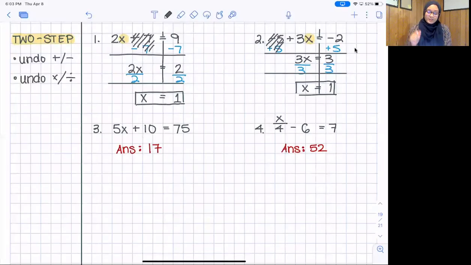All right. The answers you should have gotten are 17 and 52 for the last questions. But we only on two-step, honey. That's still seventh grade. Let's make it harder. Now we are going into multi-step equations.